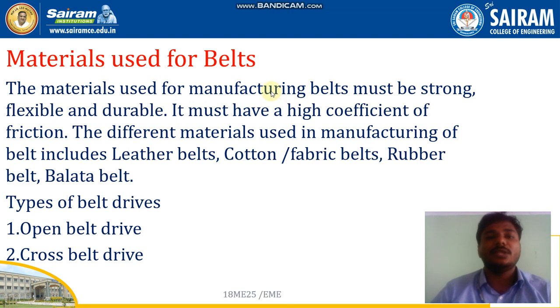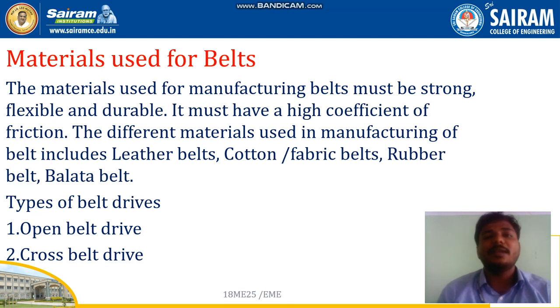The material we select to manufacture a belt drive must be strong, flexible and durable, because whenever the load is acting, it should be able to withstand it. The belt should be flexible and must have a high coefficient of friction. The different materials used in manufacturing belts include leather belts, cotton fabric belts, rubber or balata belts. So these are the different materials used in belt drives.